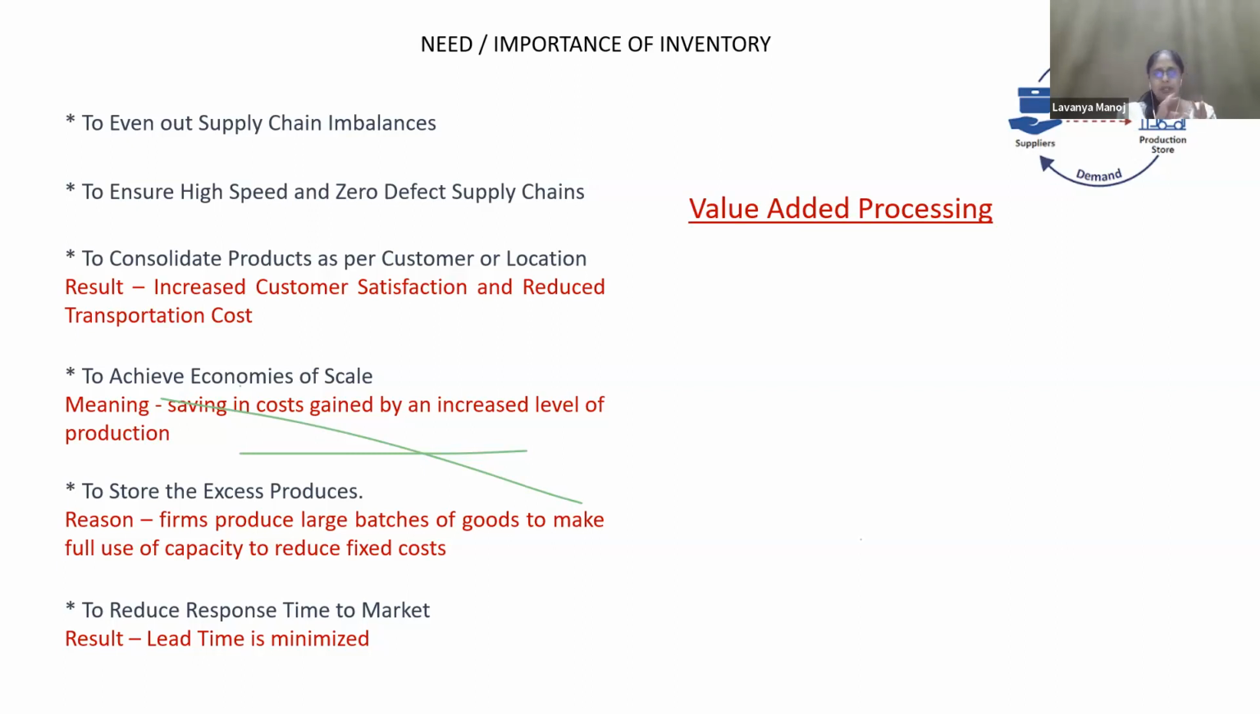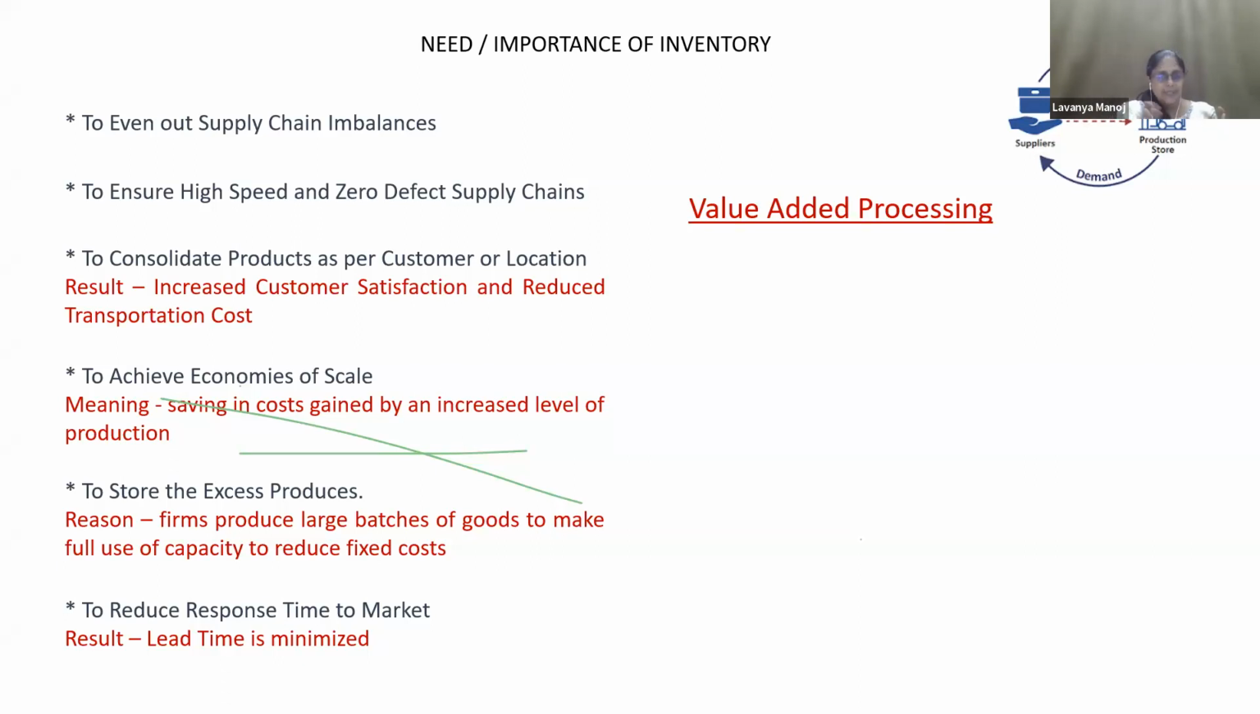Completely changing the way the product looks or whatever, that's called value added processing. Or they may have buy one get one free, or buy a soap and get one shampoo bottle free, or buy 5 liters of cooking oil and get 1 kg of basmati rice free. These are called value added processing. Why is it done? To attract the customers, to push the product out of the warehouse as soon as possible, because that makes profit for the company. So this can be done in the inventory flow, that is in the storage unit.